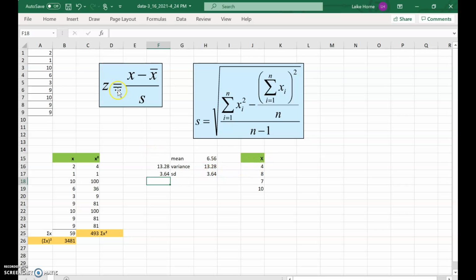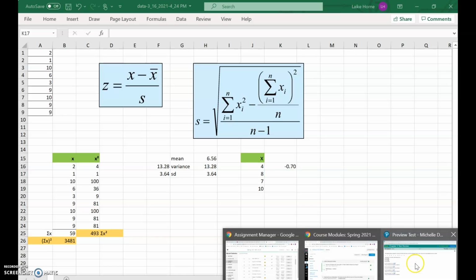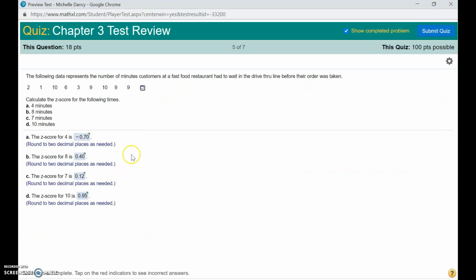The z-score for 4, we're going to do that one first. So the formula is x, which is 4, minus x bar, which is your mean. We know our mean is 6.56. And then we're going to divide that by our standard deviation, which is 3.64. So we get negative 0.70, which is the correct answer.